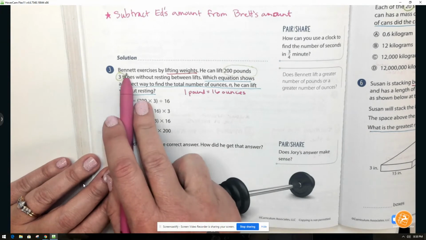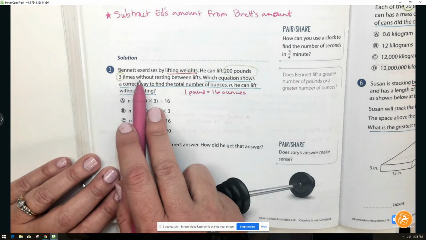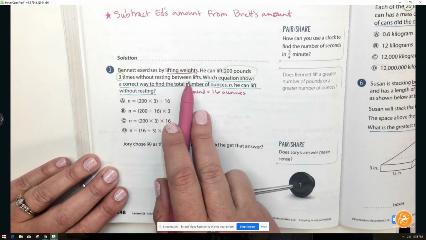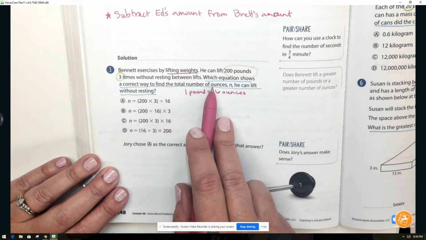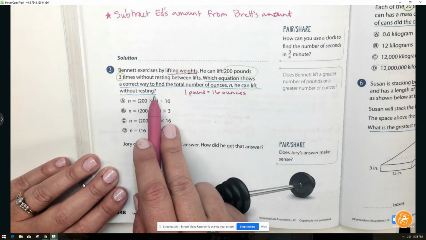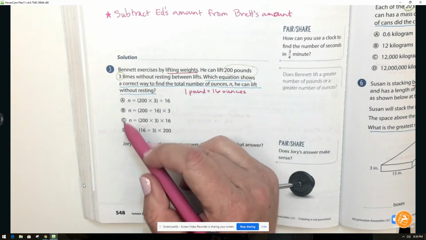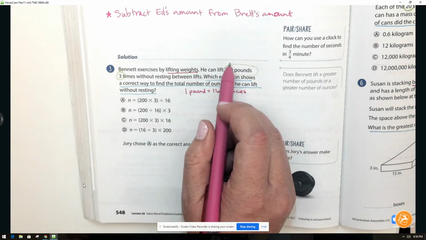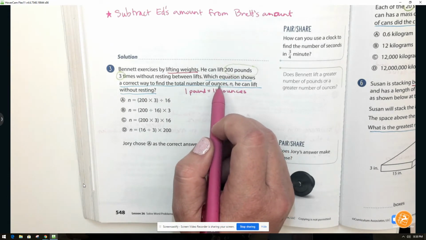Number 3, Bennett exercises by lifting weights. He can lift 200 pounds 3 times without resting between lifts. Which equation shows a correct way to find the total number of ounces, and that's going to be N, he can lift without resting? So you need to figure out which of these makes sense. We know that he can lift 200 pounds, and we want the answer to be in ounces.